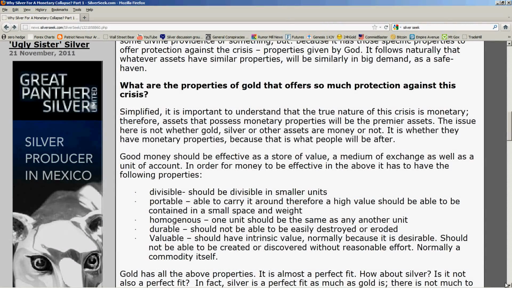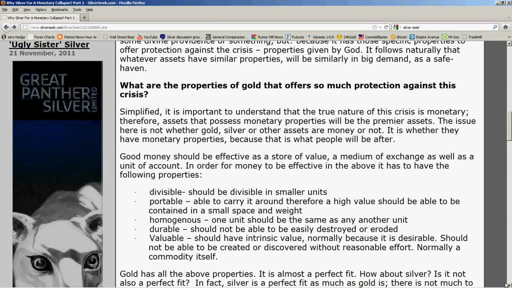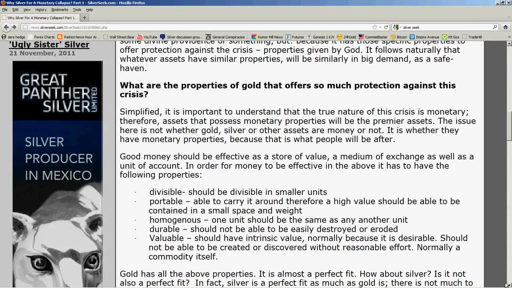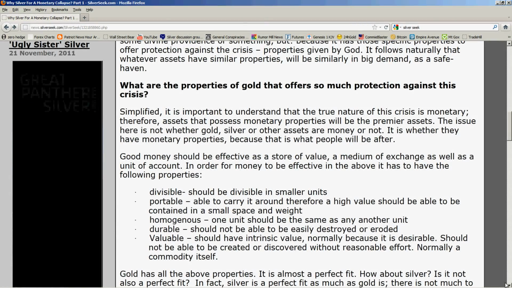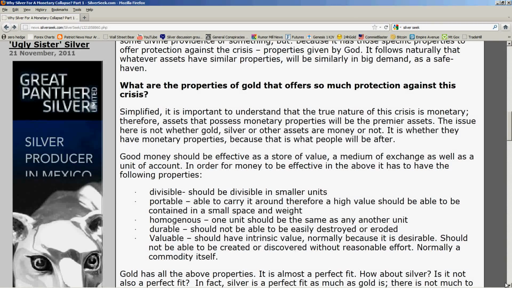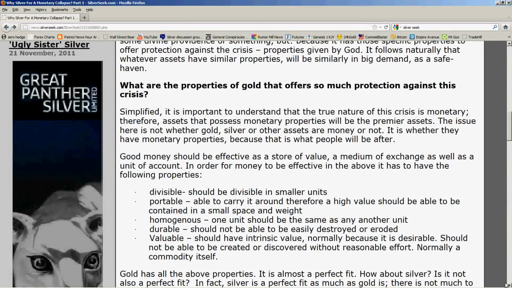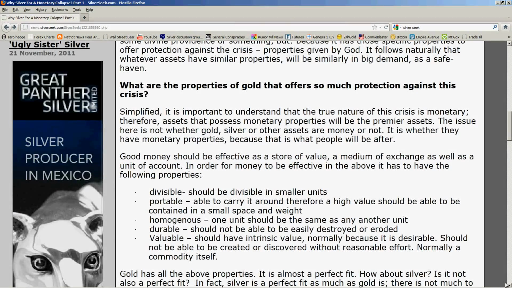What are the properties of gold that offer so much protection against this crisis? Simplified, it is important to understand that the true nature of this crisis is monetary. Therefore, assets that possess monetary properties will be premier assets. The issue here is not whether gold, silver, or other assets are money or not. It is whether they have monetary properties, because that is what people will be after. Good money should be effective as a store of value, a medium of exchange, as well as a unit of account. In order for money to be effective in the above, it has to have the following properties.